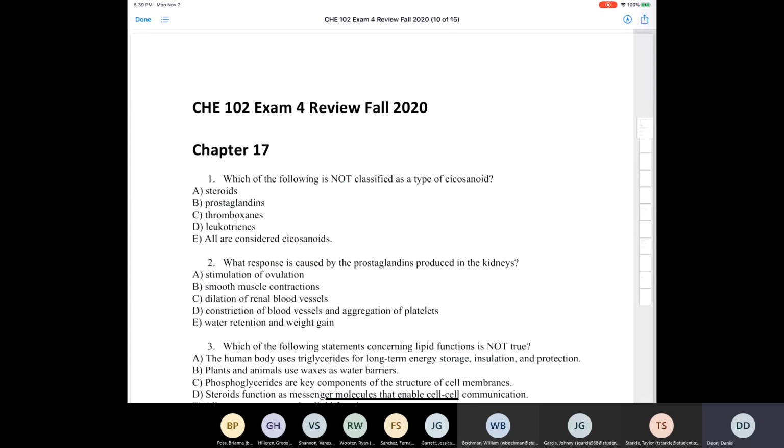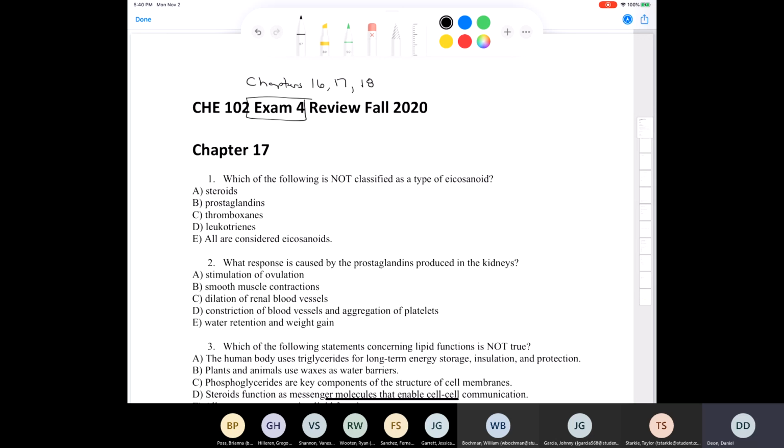Okay, here we go. Chemistry 102, exam 4 review. Remember that exam 4 is going to cover chapter 16, which is the carbohydrates chapter, chapter 17, which deals with lipids, and it's also going to cover chapter 18, which deals with protein. So let's get started with chapter 17.